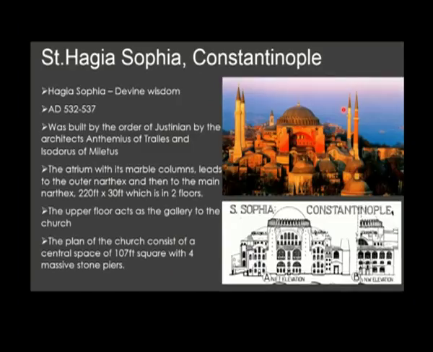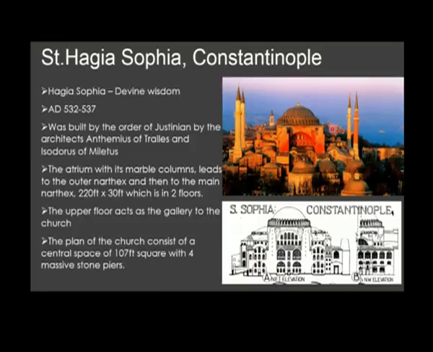Hagia Sophia, as you all know, is in Constantinople, and it's also called the Church of Divine Wisdom. It was built between AD 532 and 537, by order of Justinian, by the architects Anthemius of Tralles and Isidorus of Miletus. Basically, the reason why Hagia Sophia is so famous is because of the number of domes it has.